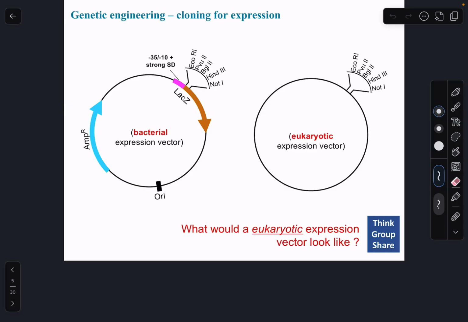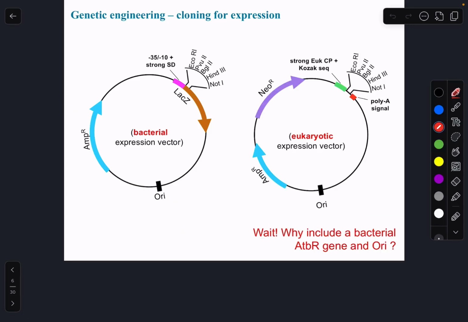What would a eukaryotic expression vector look like then? What would you need to put in a vector if you wanted to express your insert of interest in eukaryotes? Same thing, right? You need some sort of eukaryotic promoter to tell the cells, whichever cells you're introducing this into by transfection, that you would like to express this gene, right? So same thing, what you would need is a strong eukaryotic promoter, and often what we do is we use viral promoters. And there is a reason for that.